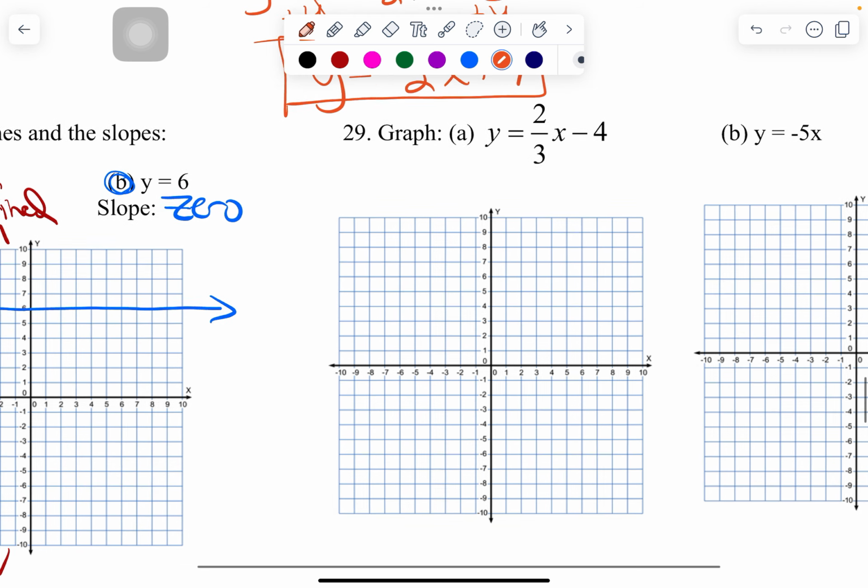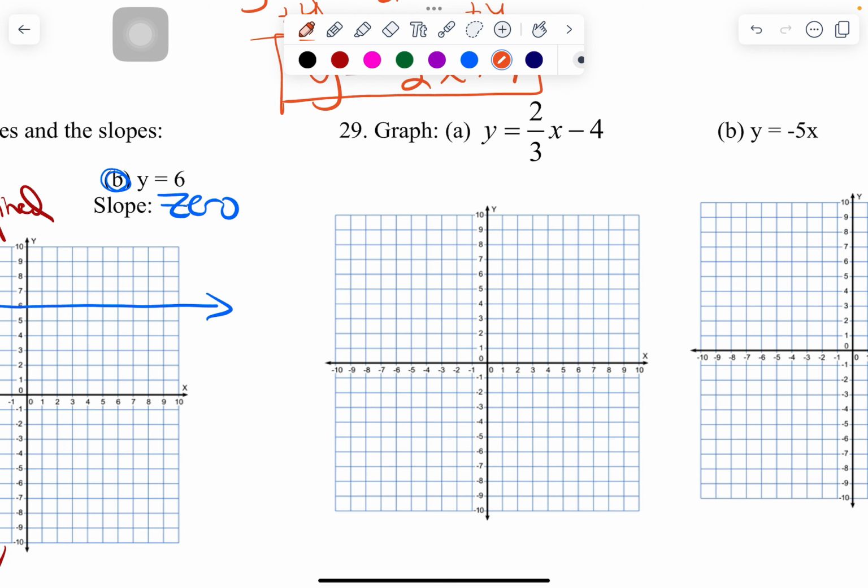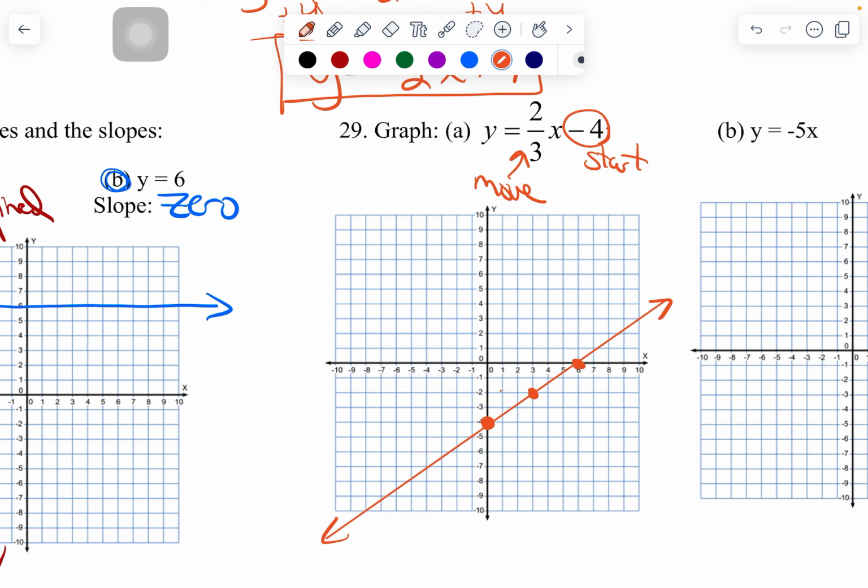All right, question number 29, I'm asking you to graph. I've given you the equation in y equals mx plus b format, so you are going to start at -4 on the y-axis, and this is how you're going to move. So up 3, 1, 2, 3 to the right. I'm going to keep going, and then you just connect the dots. One straight line between those points. No, you do not have to put multiple points on your grid like this. You just have to have at least 2.